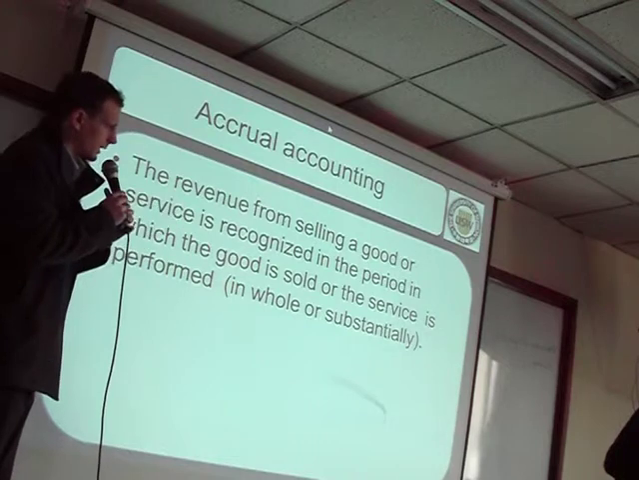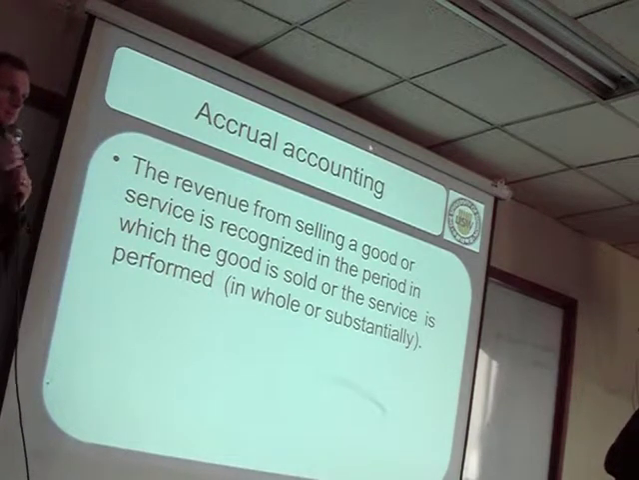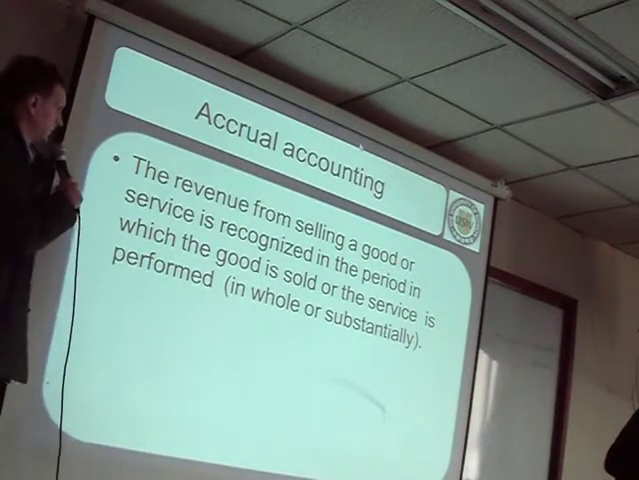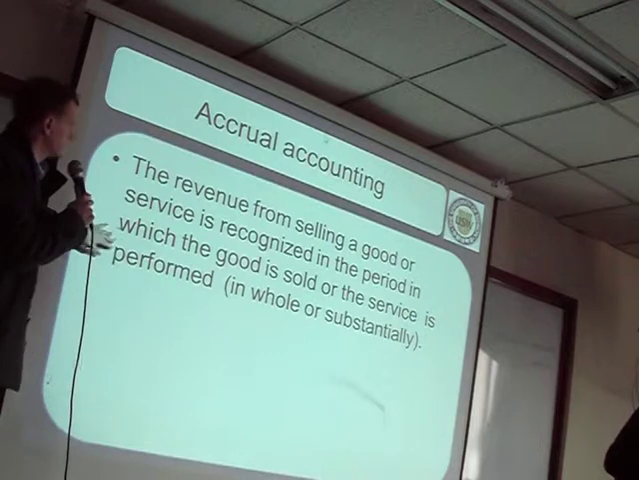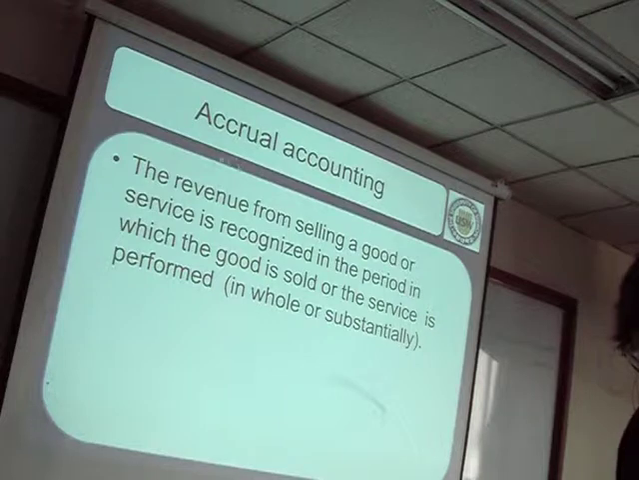It's the same for accounts payable. Accounts payable means that I bought something and I have to pay later. But it's still included in the accounts. Under accrual accounting, it's recorded today as income or outcome, even though the cash has not been received.